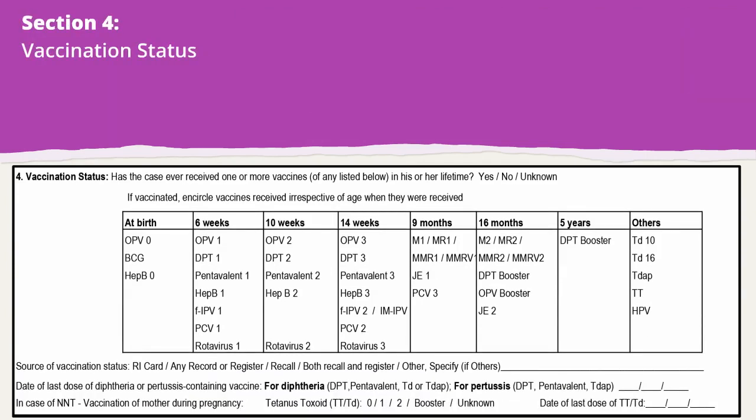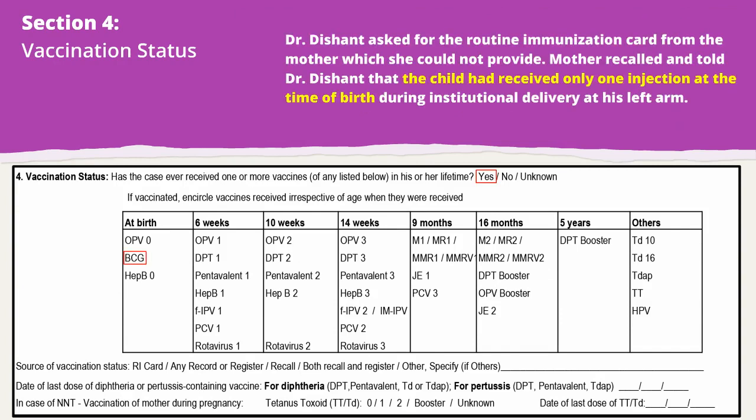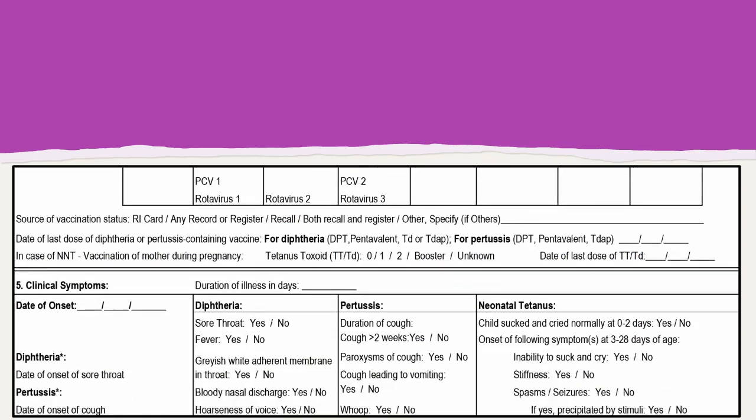Vaccination status is important to understand the level of protection that is there for the diseases. Encircle the vaccine doses received by the case along with the source of vaccination status. Date of last dose of diphtheria and pertussis containing vaccine should be entered. In NNT cases, check the tetanus vaccination status of the mother during last pregnancy.